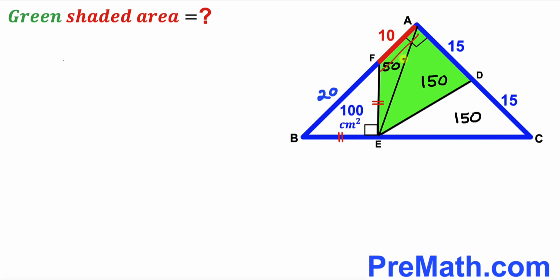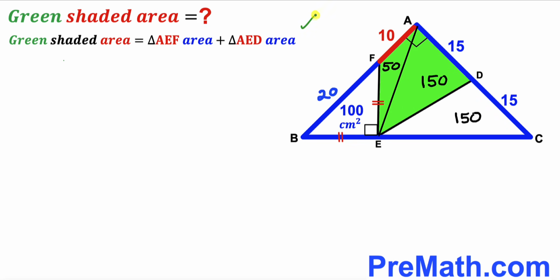Now we are going to calculate the area of this whole green shaded quadrilateral ADEF. And now let's recall this equation once again. The green shaded region area is going to be equal to the area of the triangle AEF plus the area of the other triangle AED. And here our triangle AEF area is 50 and the area of the other triangle AED is 150. So let's go ahead and fill in the blanks in this equation.